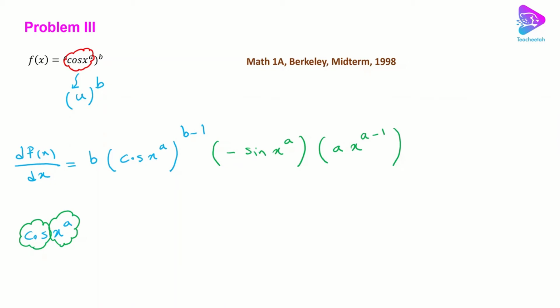Basically, in this problem, we have used the chain rule 2 times. First, we used it for the whole function, assuming that cos x to the power of a is u, and then after taking the derivative of the outside function, we looked at the inside function and noticed that we have to use the chain rule again. Then again we use the inside and outside rule, and we obtain the derivative of the whole function.